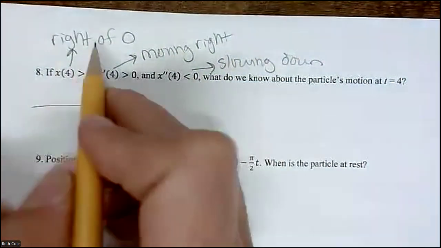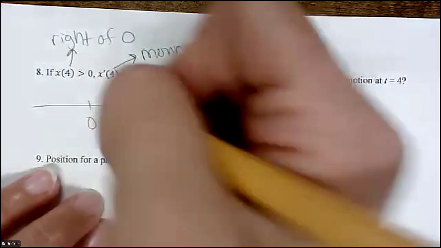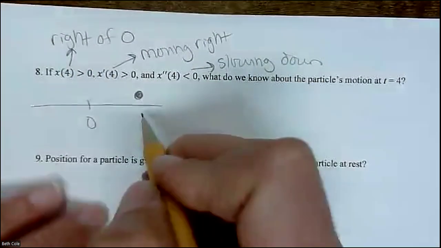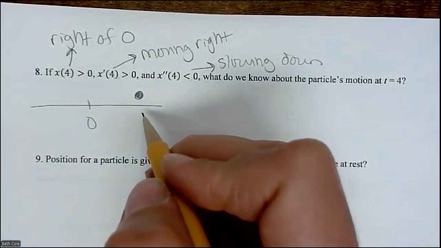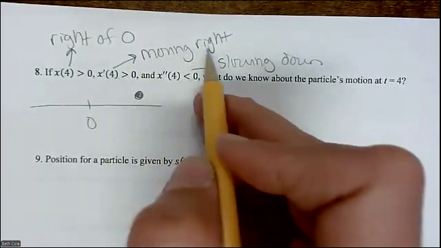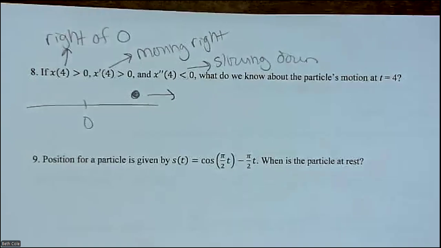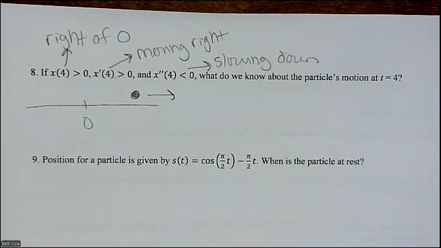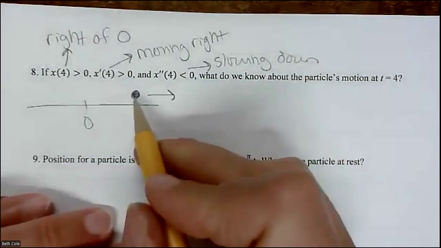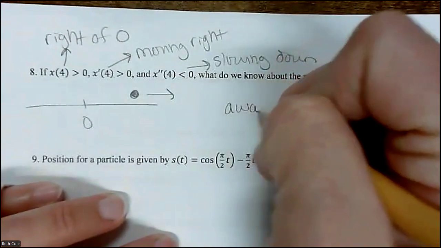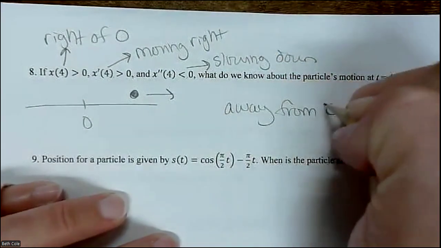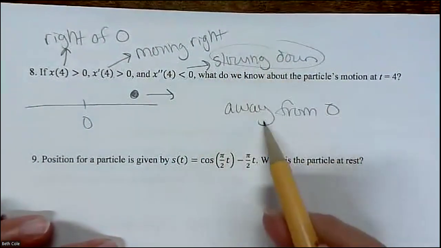I'm going to show you what this looks like. Here's 0. We started out to the right of 0. I don't know exactly what it was, but to the right of 0. And we are moving right. So the way they word this is moving towards 0 or moving away from 0. So which one are we doing? Yeah, we're moving away from 0 and slowing down.